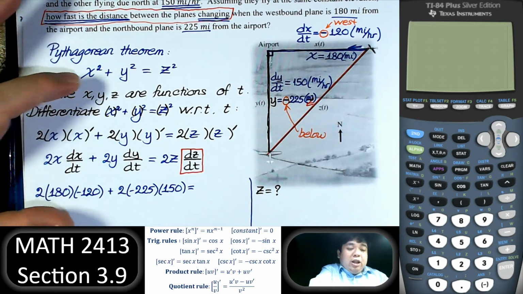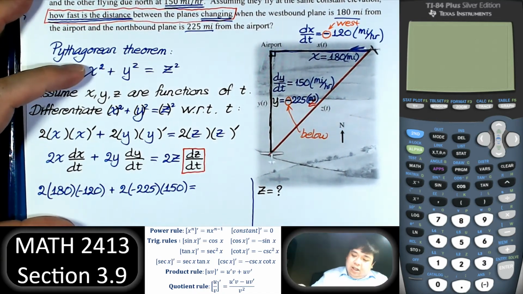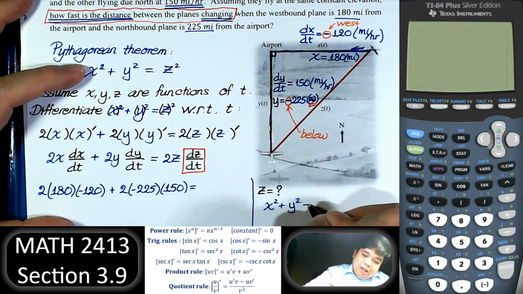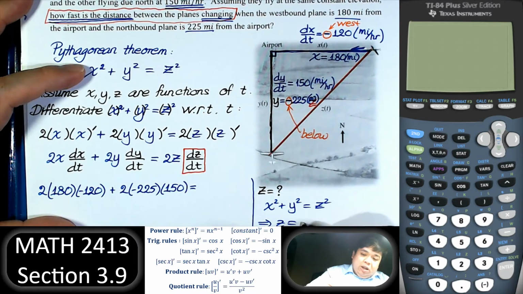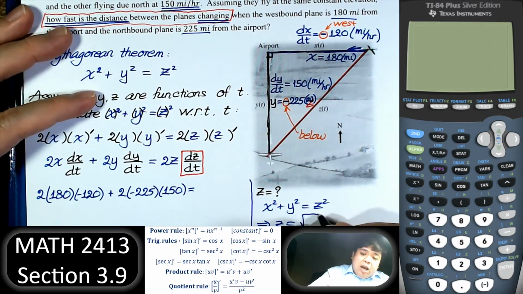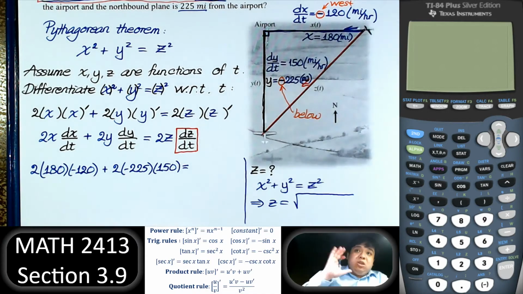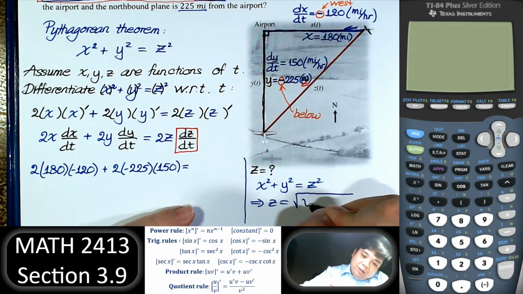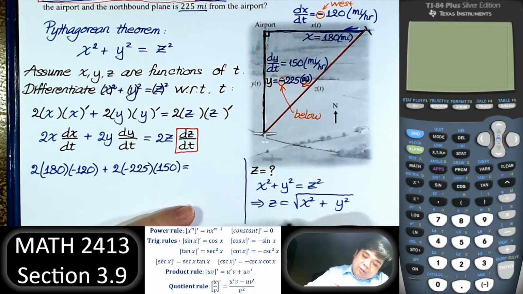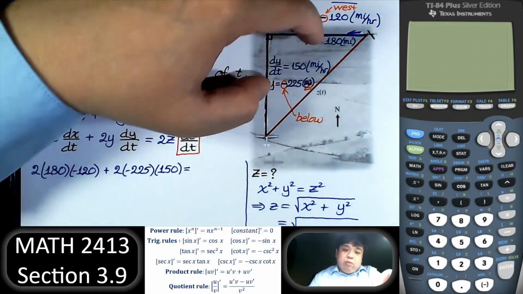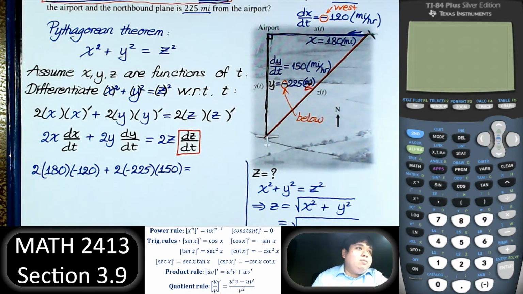Right, good thing is we have the Pythagorean Theorem. So x squared plus y squared equals z squared. If we solve for z, it should be plus or minus, but because we're talking about distance here, z is the distance between them, so z should be positive. So we just have the square root of the sum of the squares of those two numbers, right?